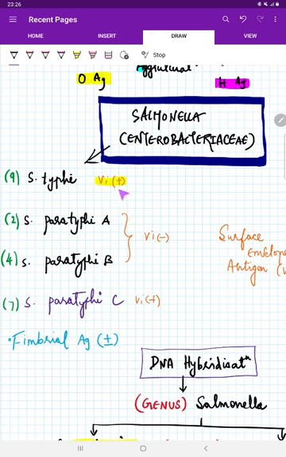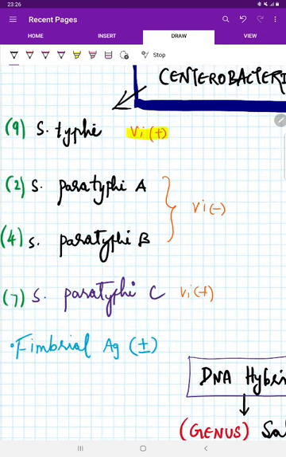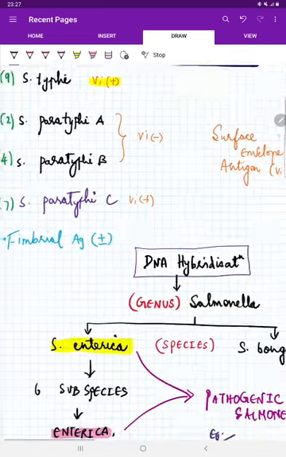And again I stress on Vi positive. What is the Vi? It is the surface envelope antigen. Vi denotes its virulence, but we'll discuss the virulence status of Vi antigen later. If you are wondering why 9, 2, 4, 7 is written here, you will get the answer very soon. So Salmonella typhi is Vi positive and paratyphi C is Vi positive, to be remembered. And there's something called fimbrial antigen. This fimbrial antigen may or may not be present in Salmonella.